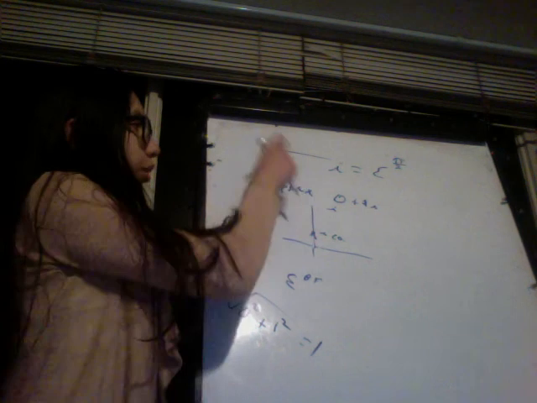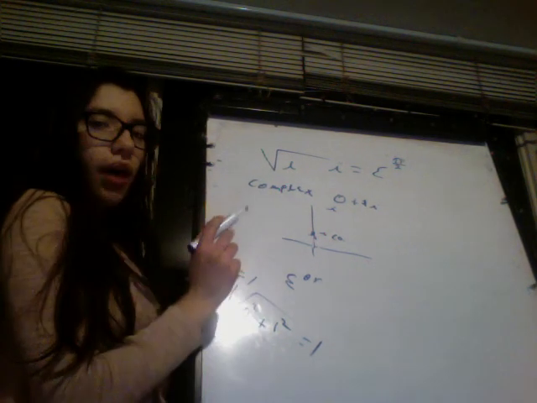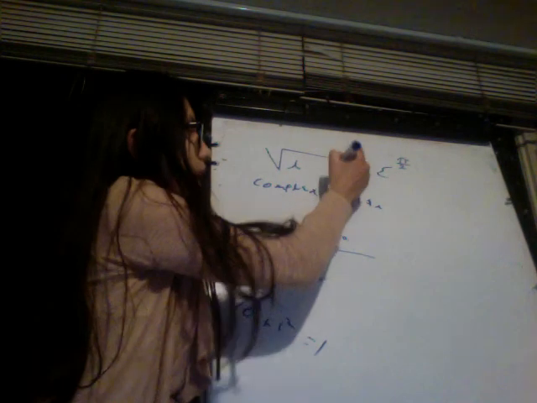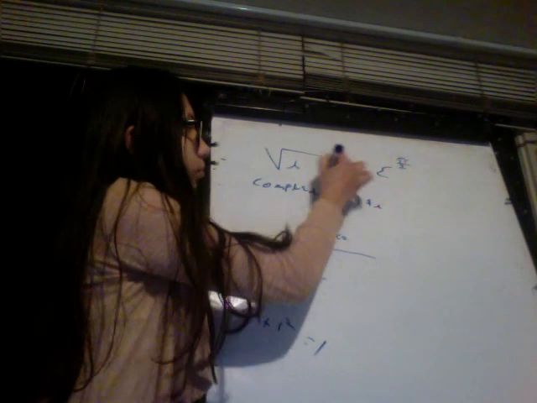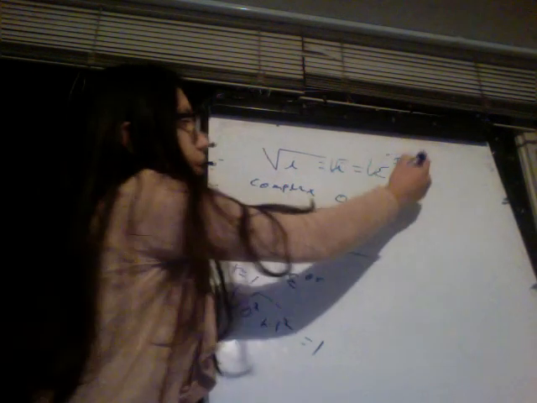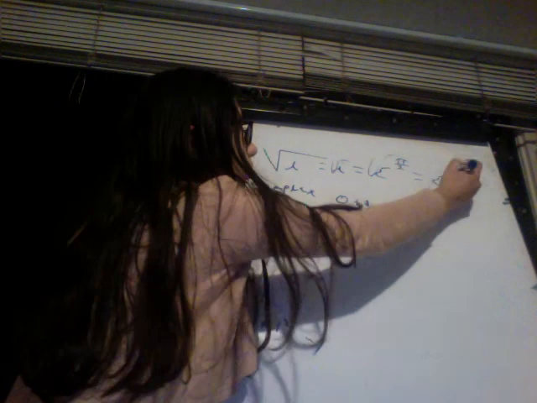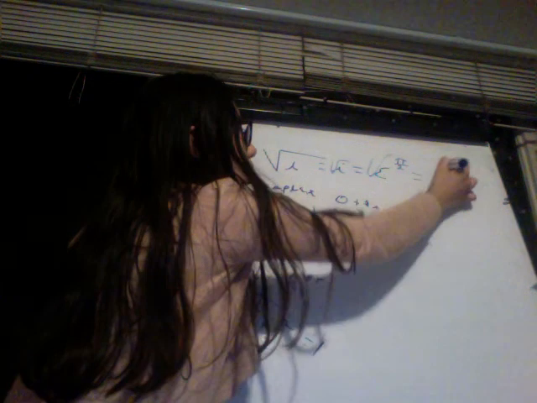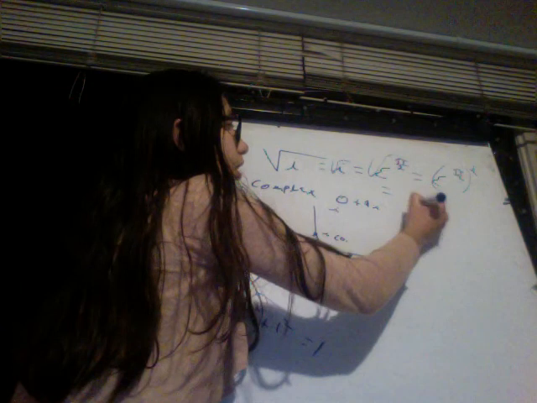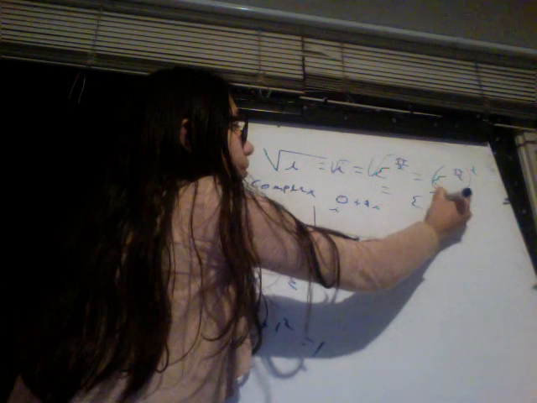Next, we want to know the root of i. Root is the same as elevating to the half power. So the root of i is equal to the root of e to the i pi over 2. This is e to the i pi over 2, all to the 1/2. So this is e to the i pi over 4.